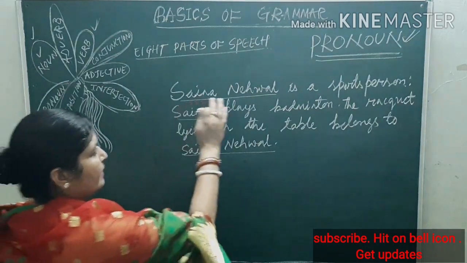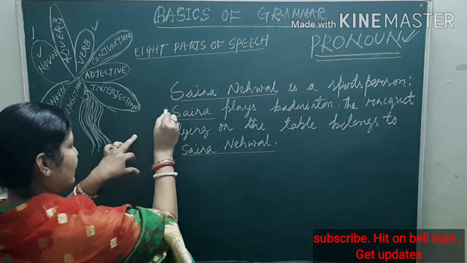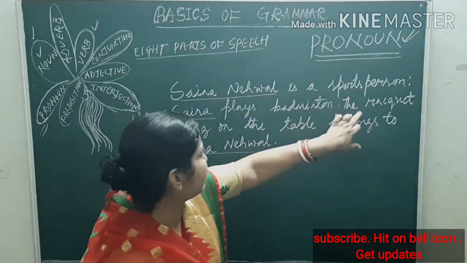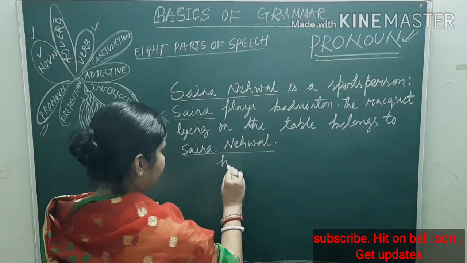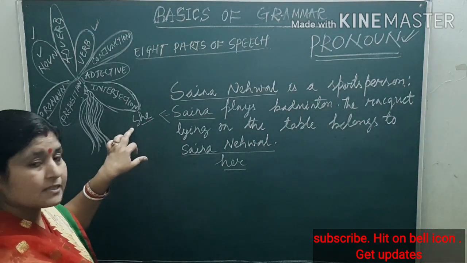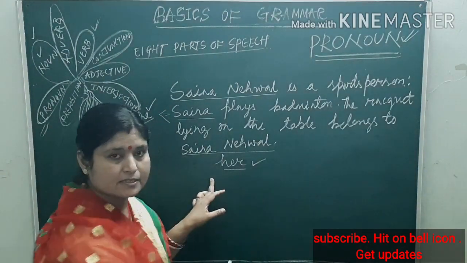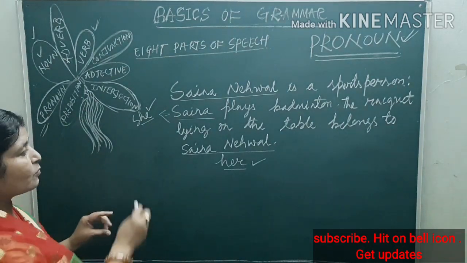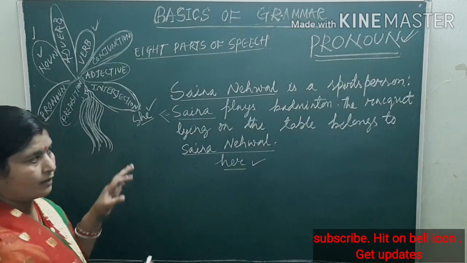How? Saina Nehwal is a sports person. Instead of this, we can write here, she plays badminton. The racket lying on the table belongs to her. So we can replace Saina Nehwal with she, which is used as the subject, and with her, which is used as an adjective. So here we understand that the words which are used instead of noun are known as pronoun.